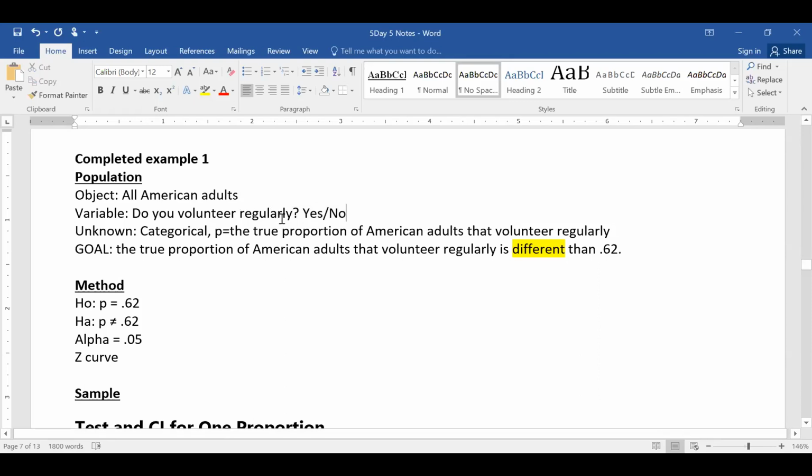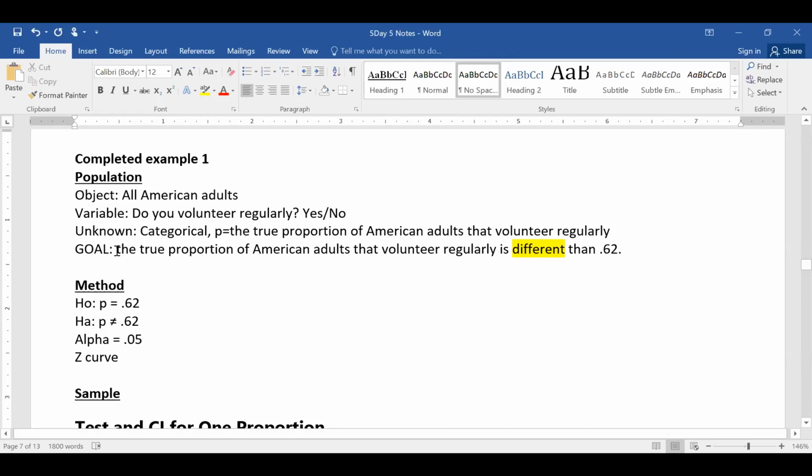My unknown, it's categorical, and the unknown is P. Now I want to define it. P is the population proportion, or right here you'll see it says true proportion, which is just another way of saying population. It's the population proportion. Now I'm going to use the 2 above here, so of American adults, or you could even say of all American adults who volunteer regularly. I'm just taking the first 2 and putting them together to define P, and you always want to do that.